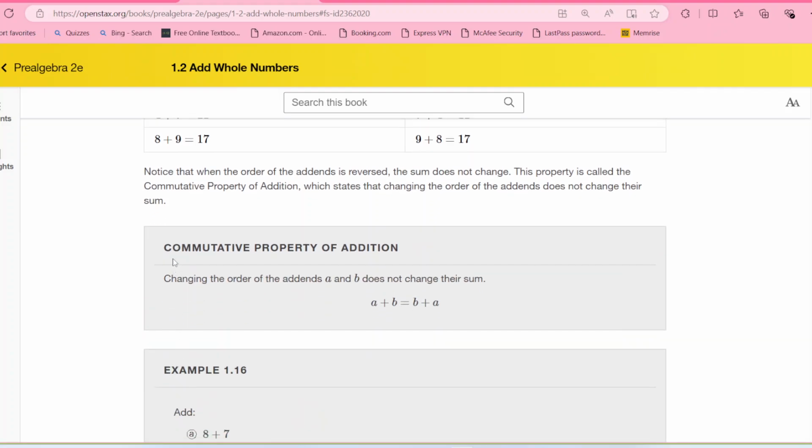So here is the commutative property of addition. Changing the order of the addends, say A and B, does not change their sum. So that means A plus B equals B plus A. The sum of A and B is exactly the same as the sum of B and A, right? You get the same number of blocks if you were modeling both sums.